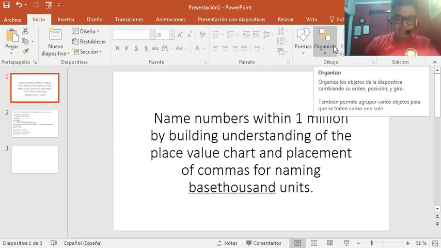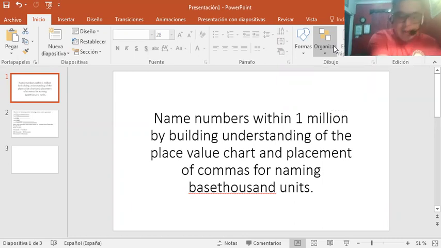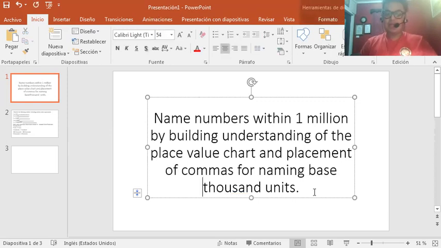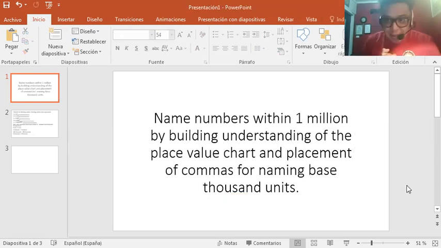So the mission this week is to learn more about another topic that now I'm going to show you. The topic of this week, of this day, is naming numbers within 1 million by building understanding of the place value chart and placement of commas for naming base thousands units. What we're going to see is very easy. Please pay careful attention to everything that I'm going to explain to you and let's go.